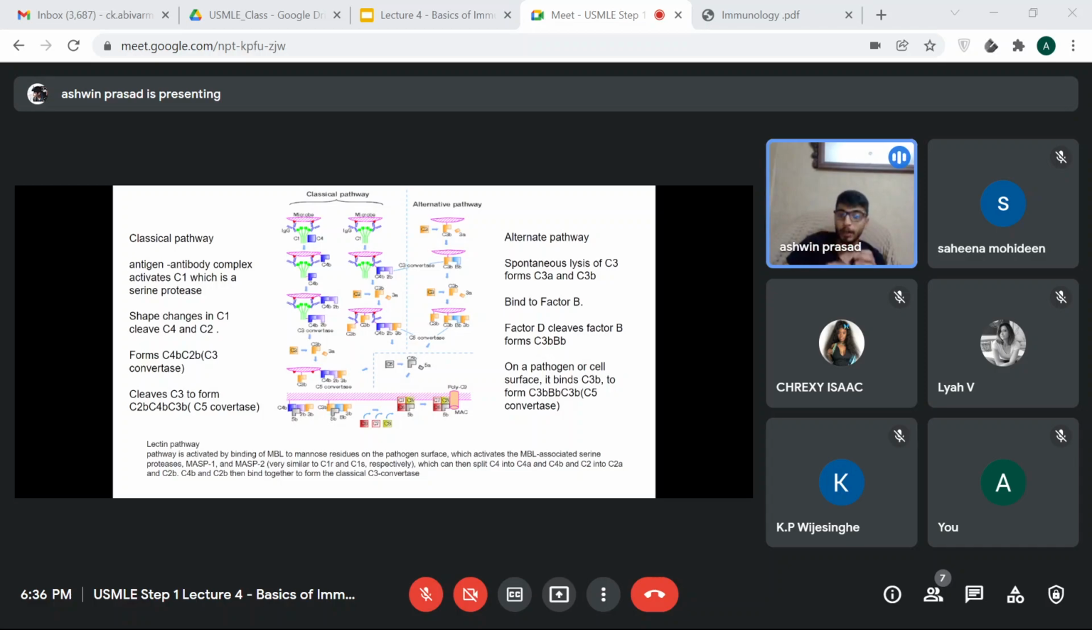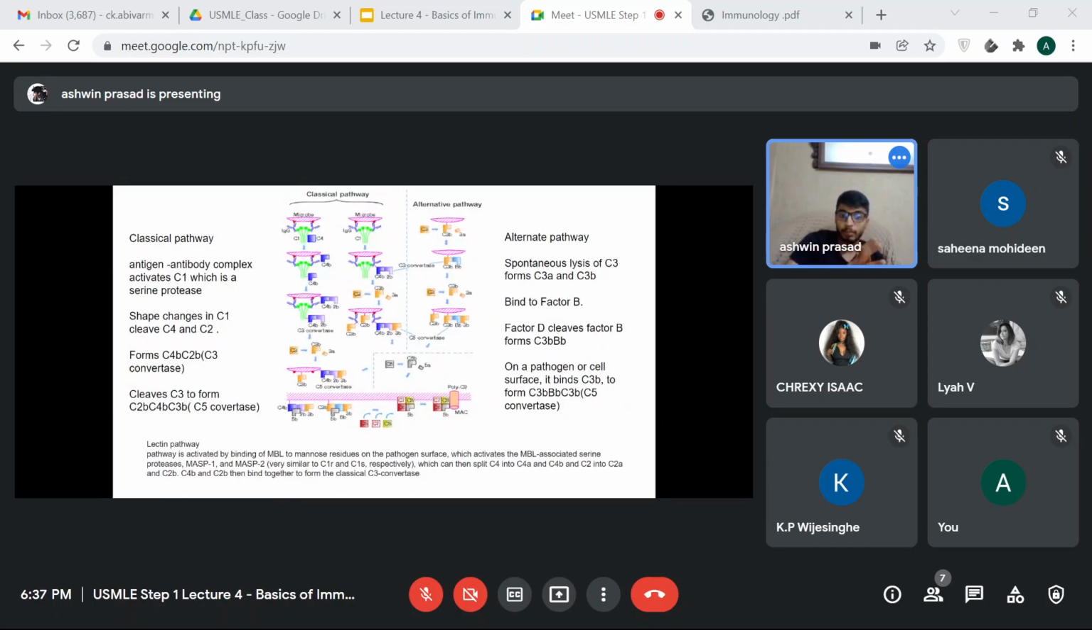So all the pathways will eventually lead to the formation of something called a C3 convertase, which will lead to further reactions, and the end will produce MAC, which is membrane attack complex. So this is how the classic pathway forms the C3 convertase. And the C3 convertase in classic pathway is comprised of C4B and C2B, and the antigen and antibody complex, obviously.